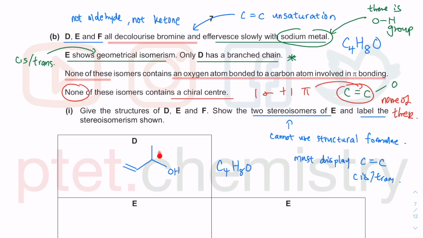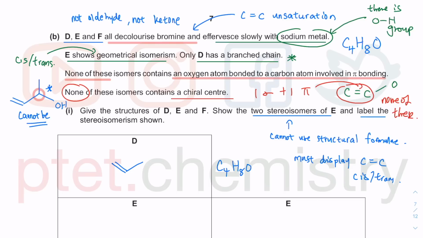So this is my branch chain, but I now have an issue, because you see this is chiral. You see how this one has a carbon bonded to CH3, OH, something with a double bond, and then a hydrogen. So this cannot be the answer. Cannot have a chiral center. So cannot be that answer. I wonder what else it could be. 4 carbons, and only E has cis and trans.